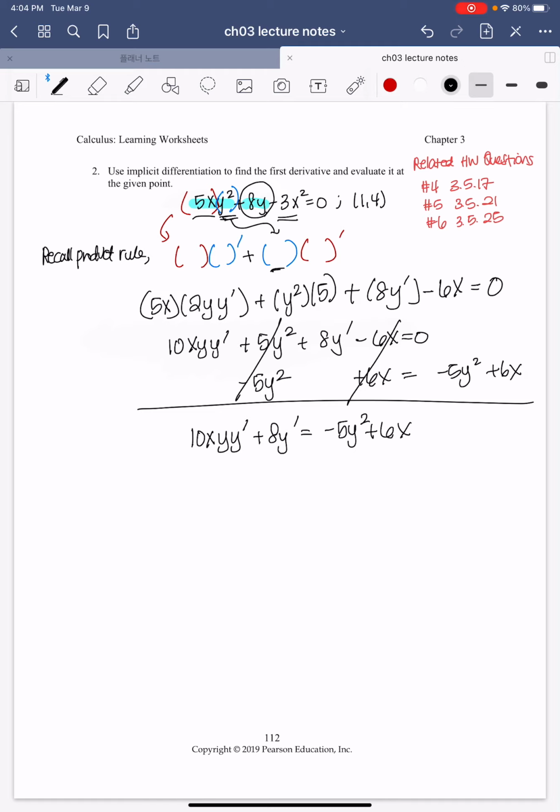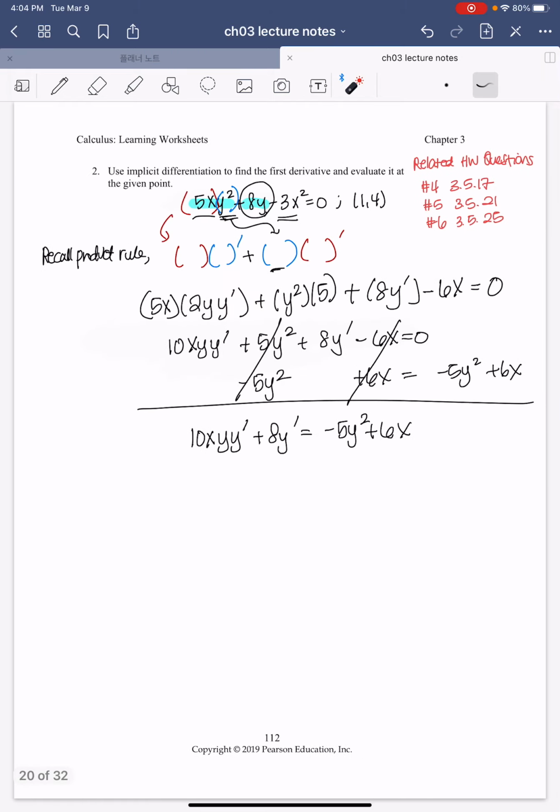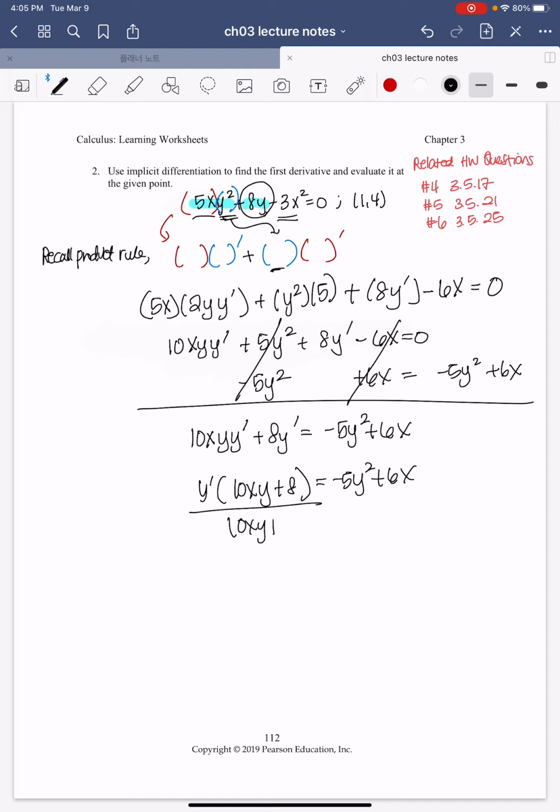Now let's keep going. The next part says factor y prime and then solve for y prime by dividing. These two have a common term, y prime, so I'm going to factor that out. Then I have 10xy plus 8, right? When you distribute, you get back to this. And then on the right-hand side, I have negative 5y squared plus 6x, divided by 10xy plus 8, divided by 10xy plus 8.